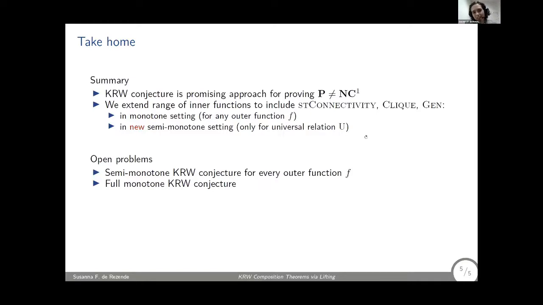Another open problem would be to prove the full monotone KRW conjecture. Perhaps a step towards this would be to extend the monotone KRW for G being the matching, which is the most notable case we can't handle. And that's it. Thank you.